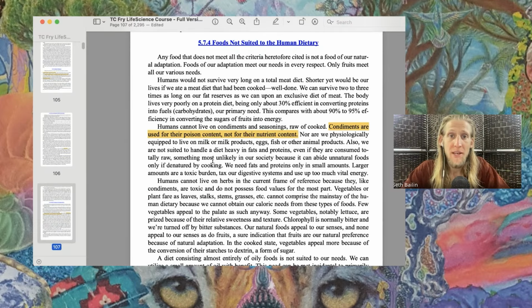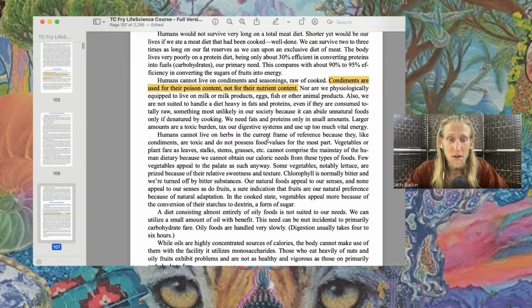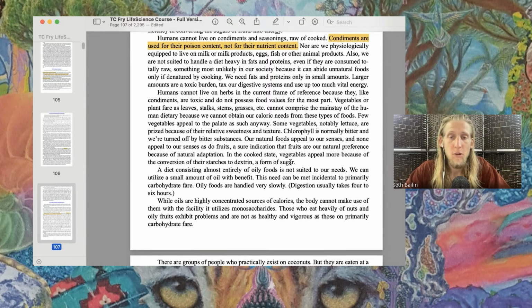Foods not suited to the human diet. Meat. We would not survive very long on a meat diet, especially if it was well done cooked. Meat is not efficient for humans. Condiments are toxic. They're stimulating poison. They're not consumed for the nutrient content. They're not for humans to consume. Even herbs. Herbs aren't really suited for us because of their spicy nature. They're bitter. We can't make a whole meal out of them. So we should definitely go for some of the very tender and sweet vegetables and greens.